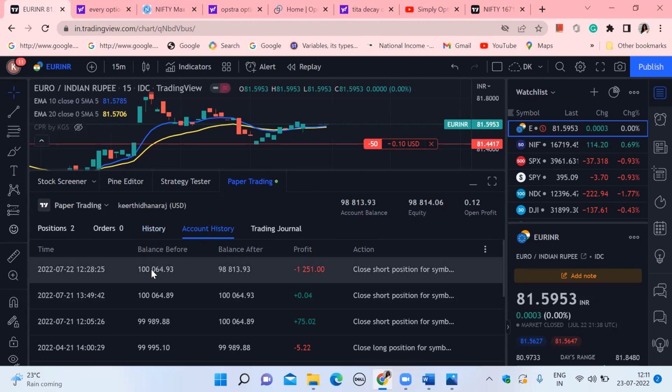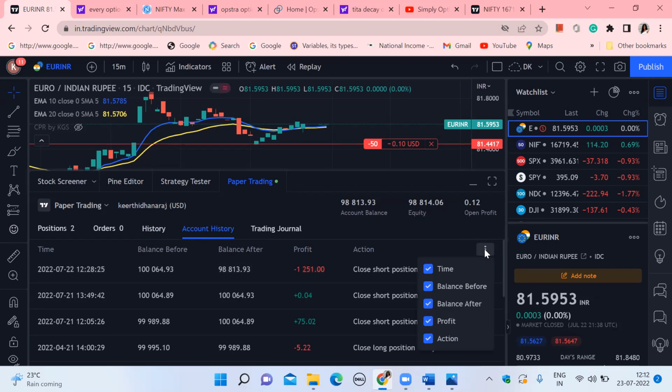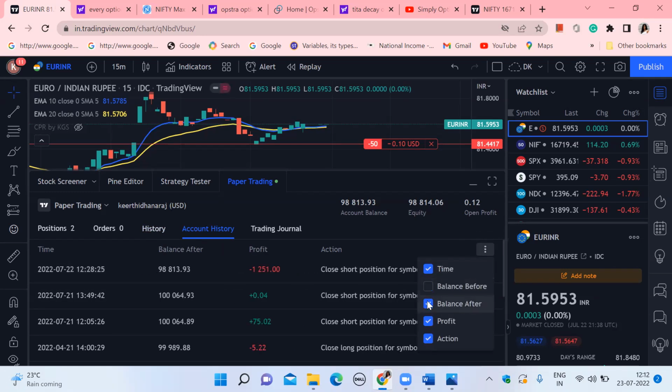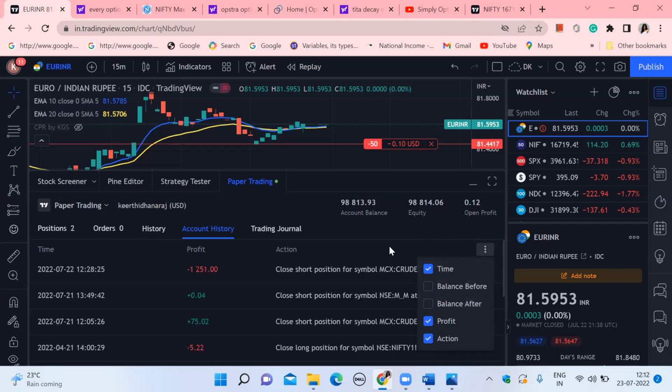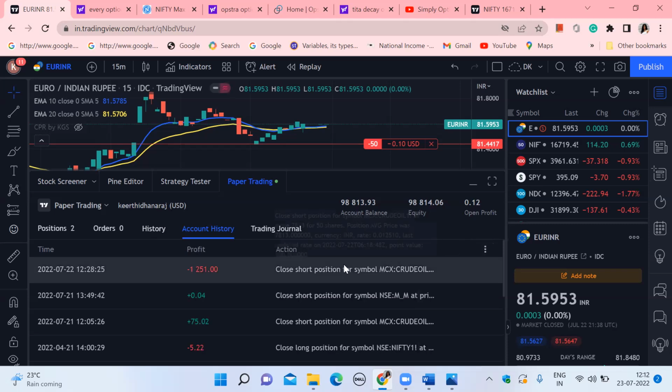Then the action will be used to... Sorry? There is an option, right? Yeah, after the actions, the option, okay, symbol. Yeah, remove the balance before and after. Yeah, it's crude oil. Crude, yes, sir. You're right.